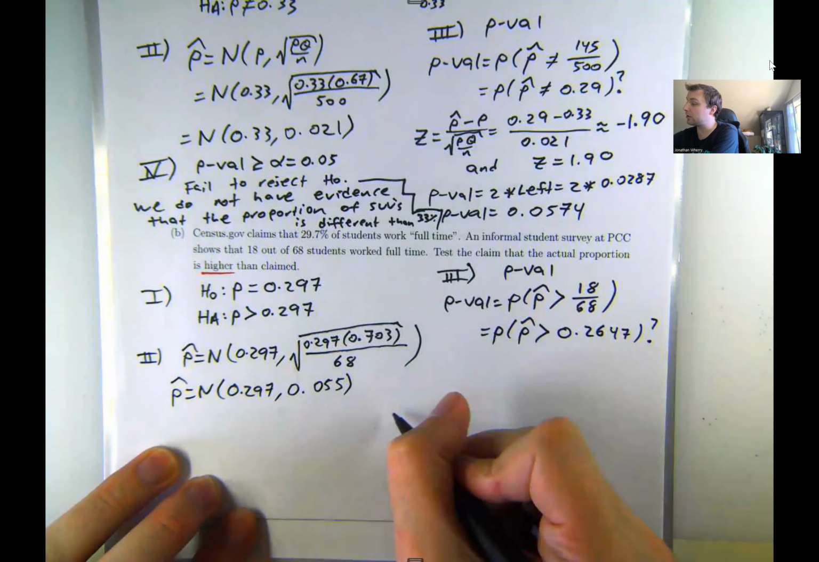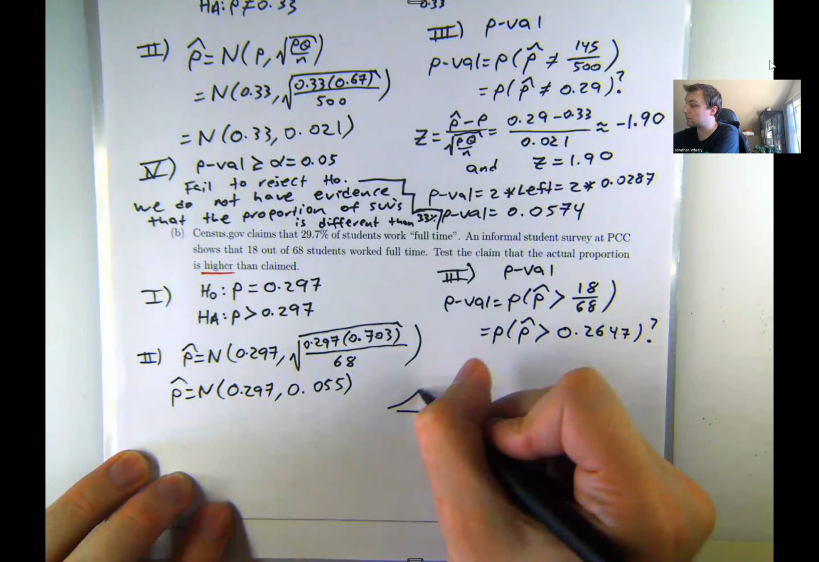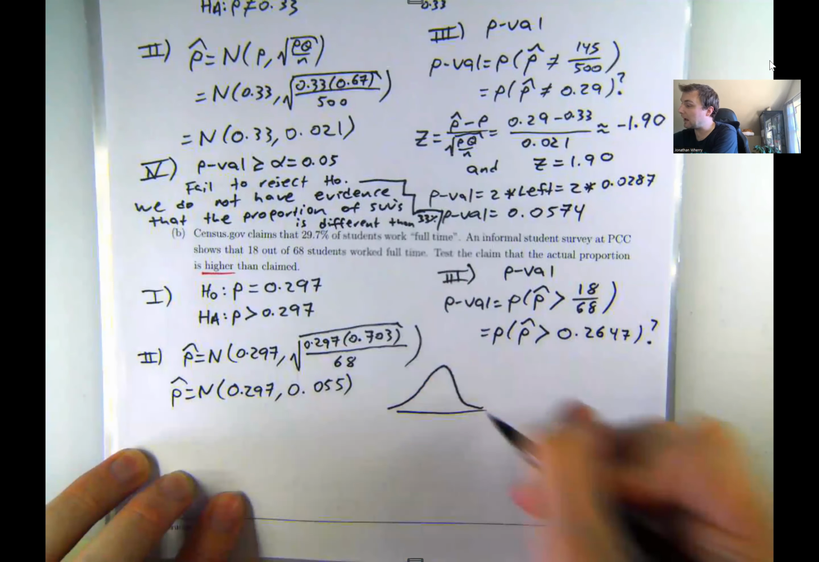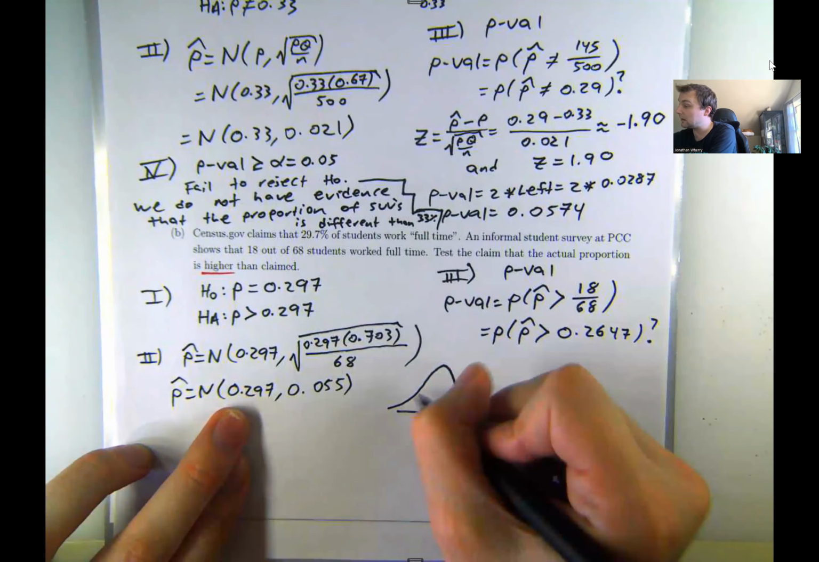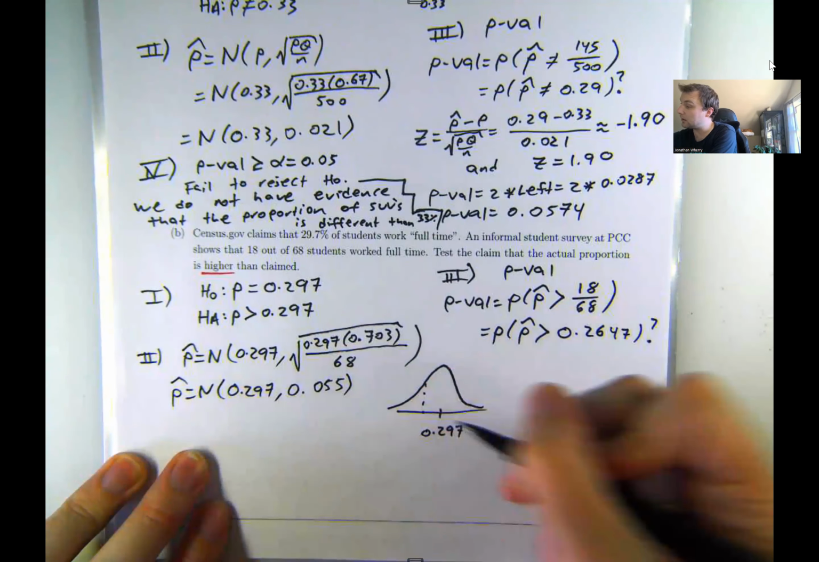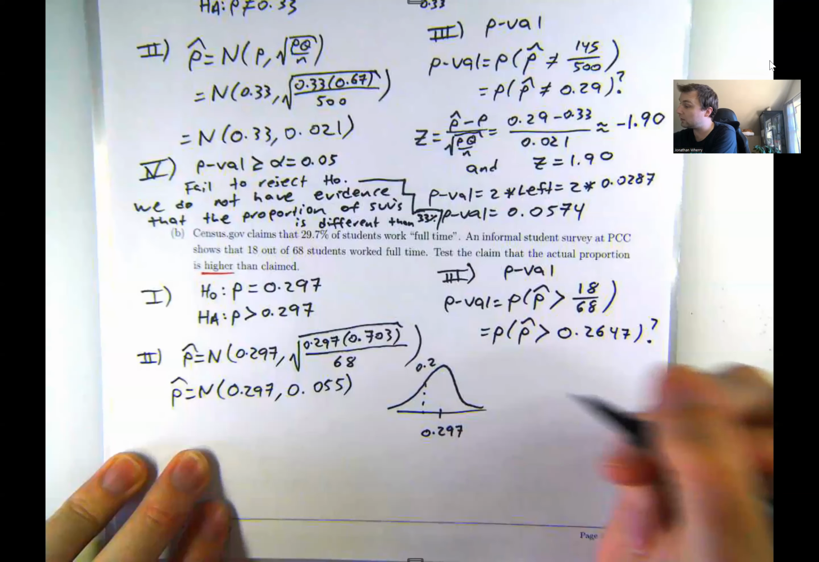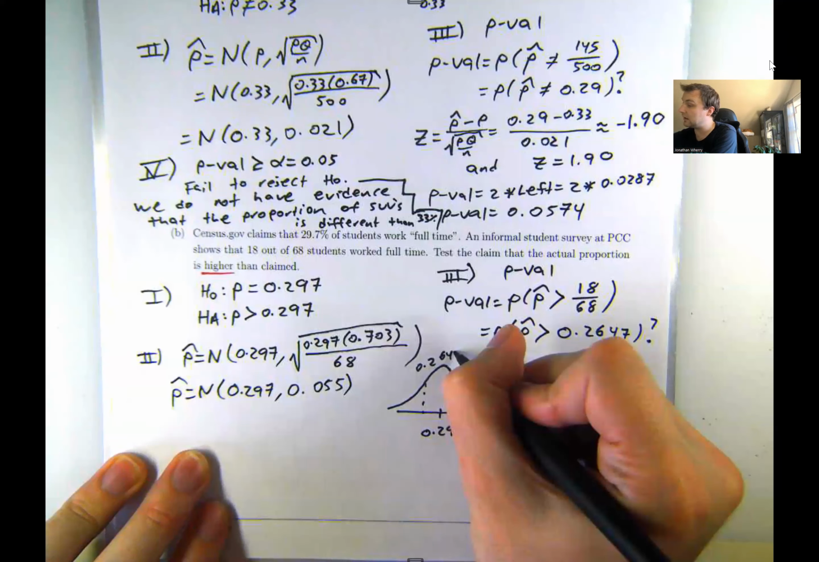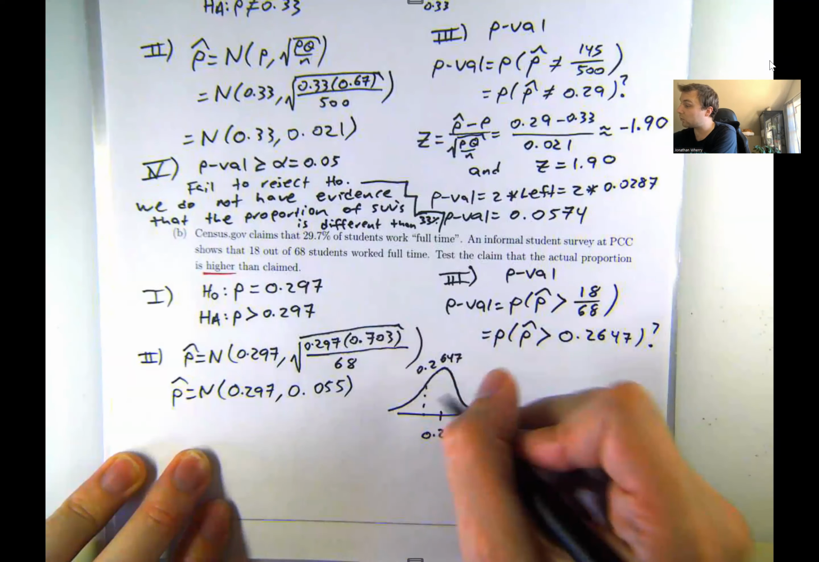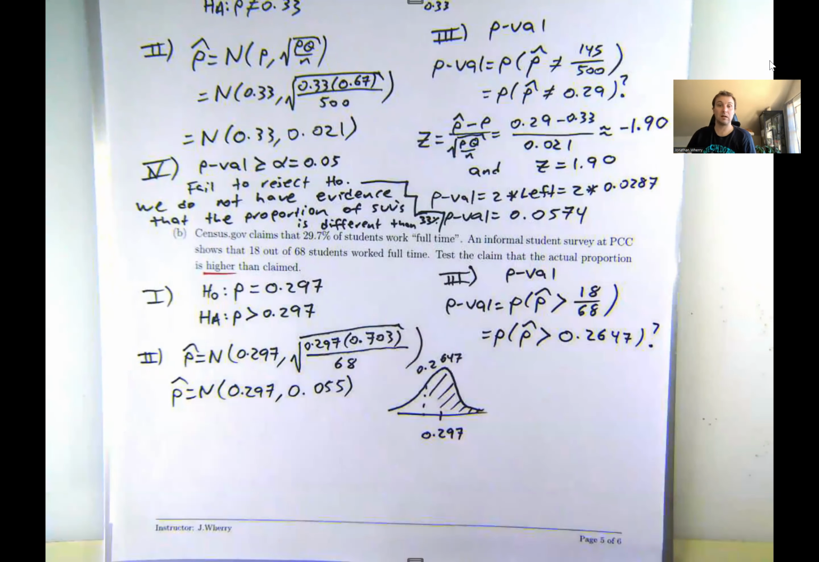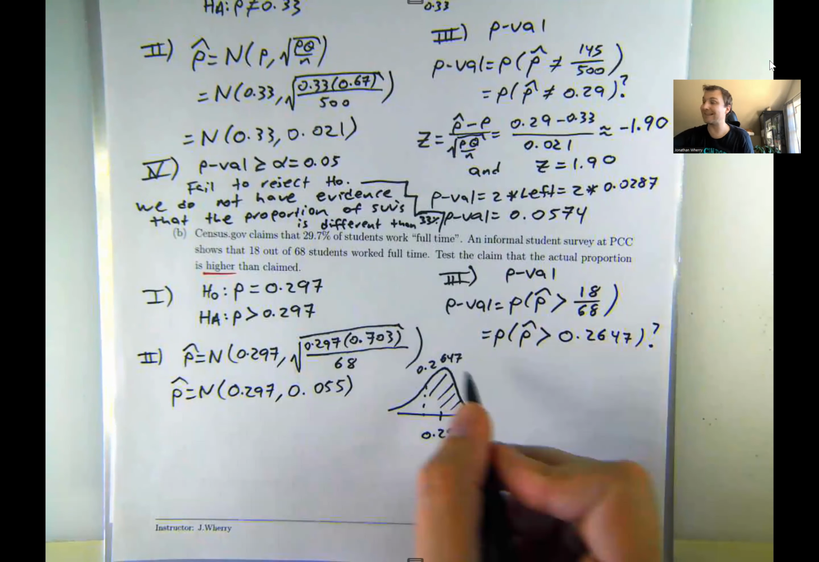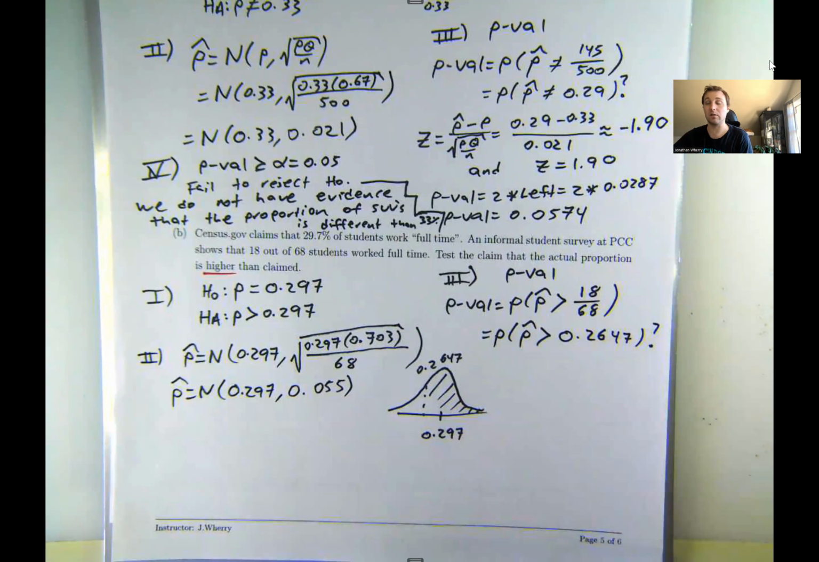When I'm drawing my picture, I'm going to have the center of 0.297, and my data is showing up here at 0.2647. And I'm testing for that amount or more. I can already tell this is going to be a really large p-value because over half the curve is shaded in. The p-value is the size of the shaded in region.